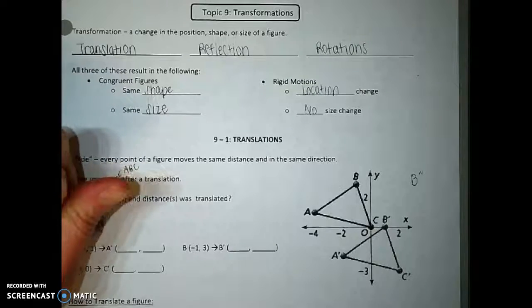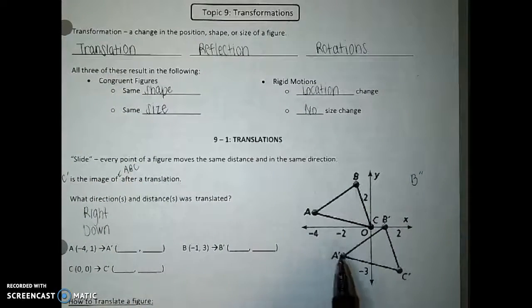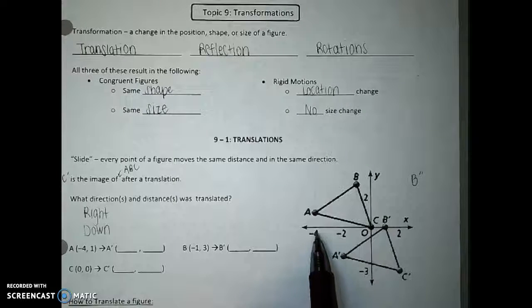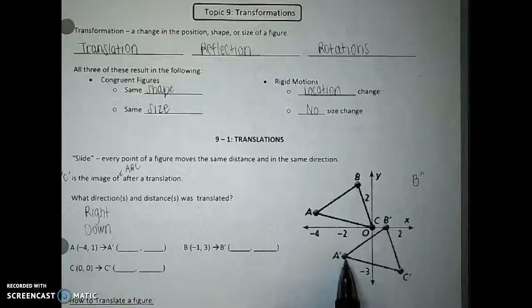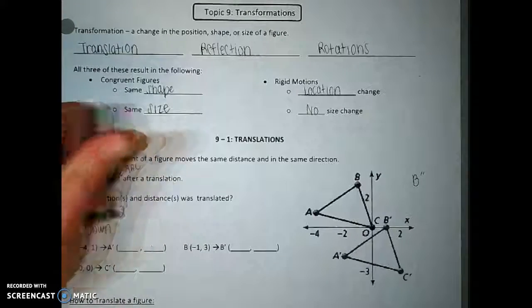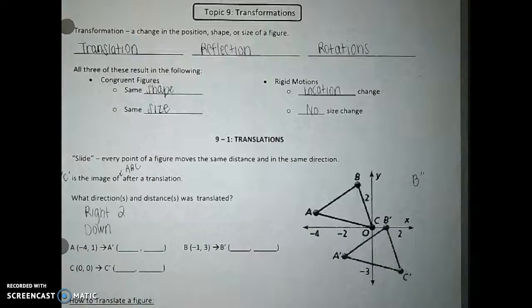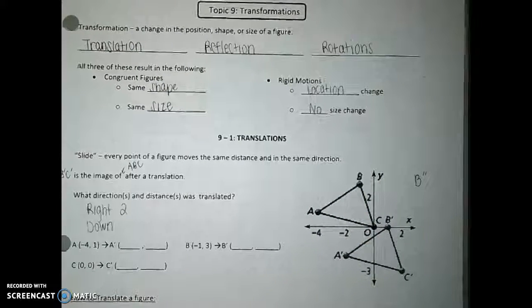If I want to figure out exactly how much it moved to the right, I can look at my x values of A. I can see that A went from an x value of -4 to an x value of -2. That means that it moved 2 to the right. So right 2, and we can see that with our other values as well. B was an x value of -1, and now B prime is a value of 1. So it moved 2 to the right.